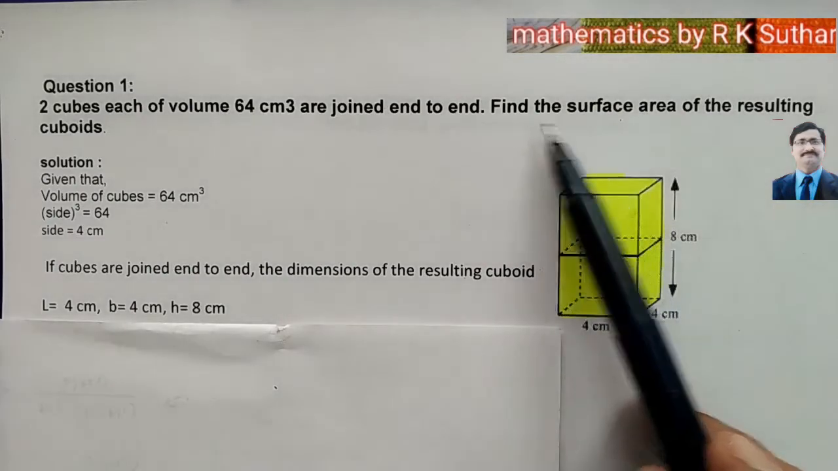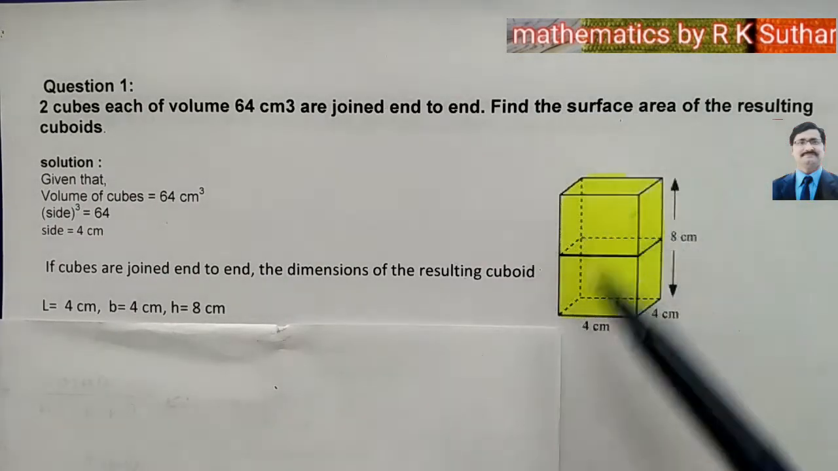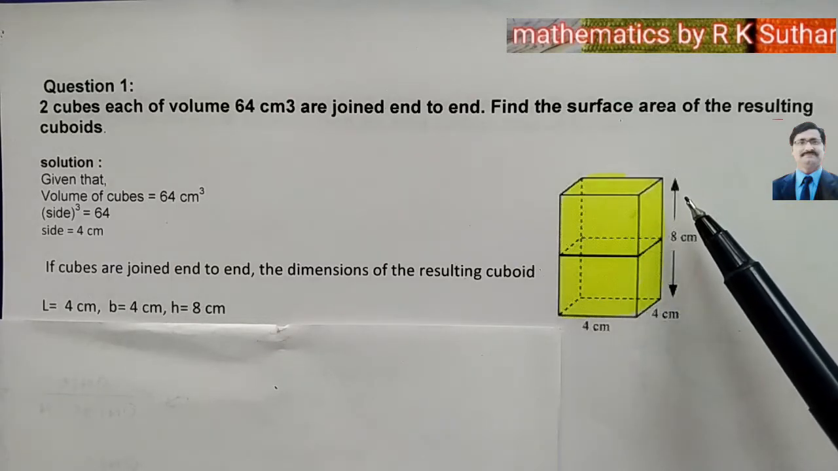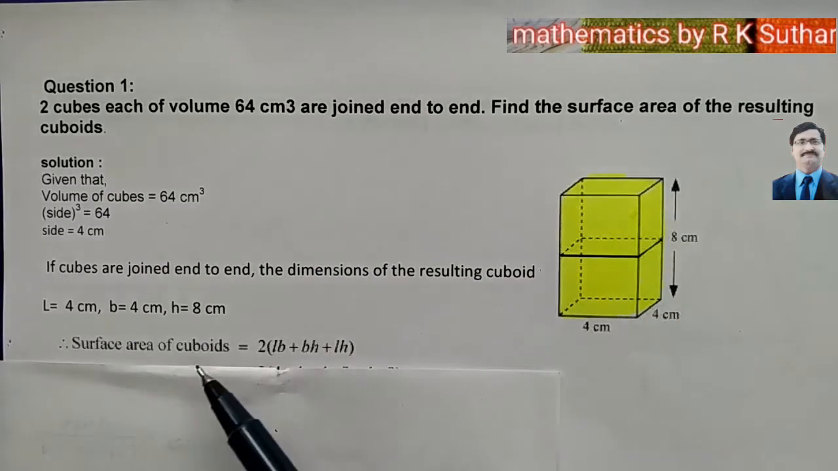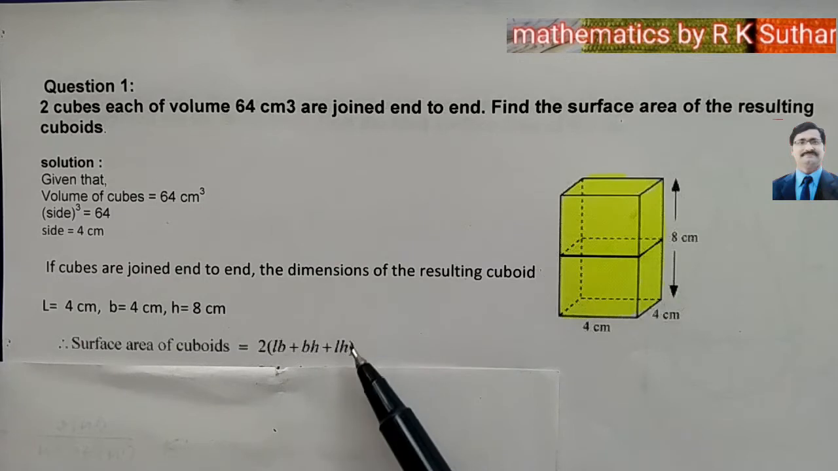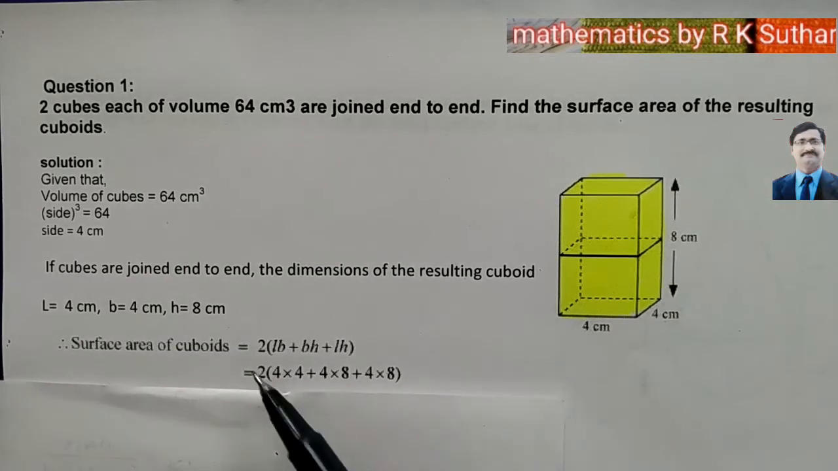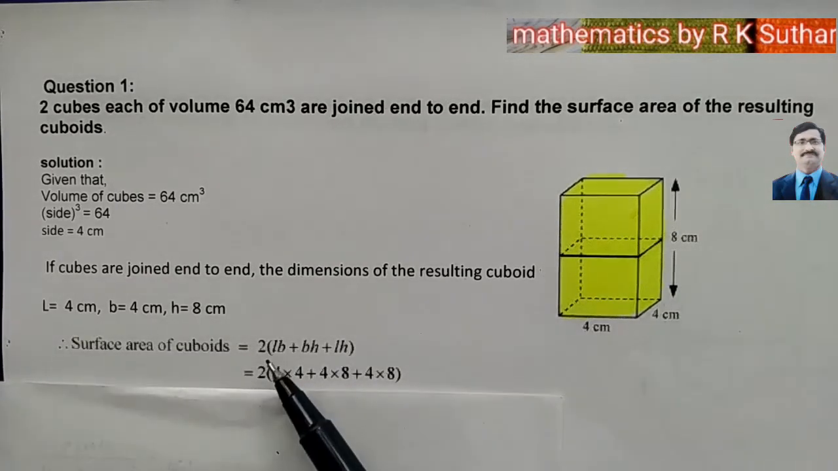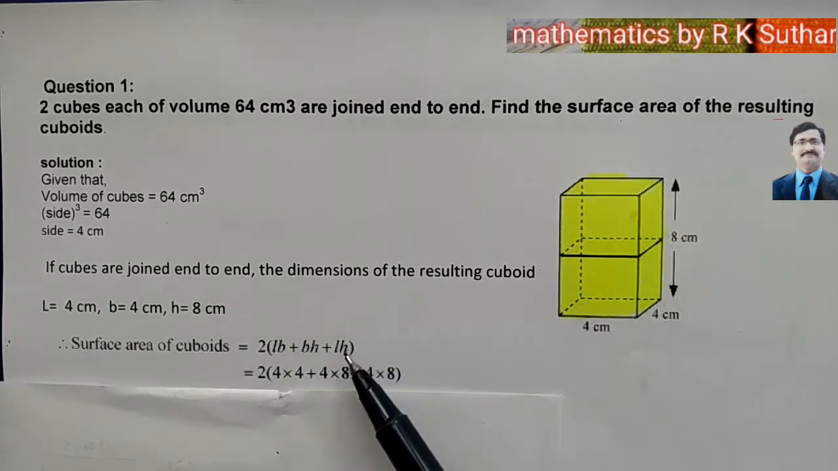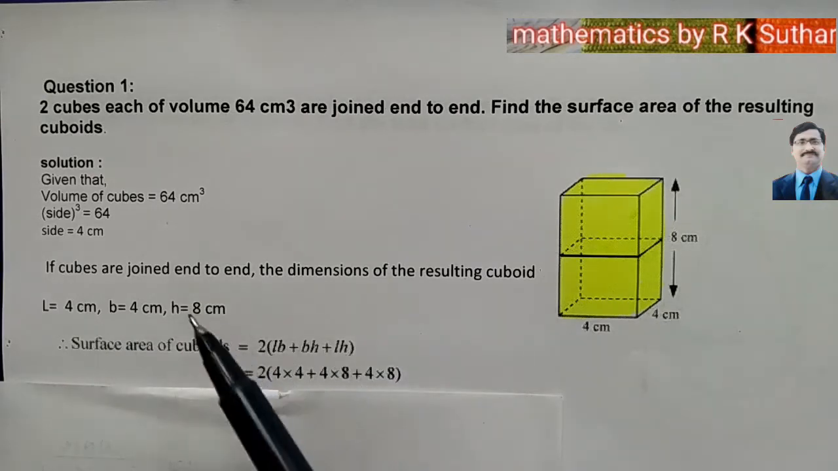Now we have to find the surface area. Surface area means we have to find the total surface area of the cuboid, and the formula you know already: the surface area of a cuboid is 2 times (L into B plus B into H plus L into H). All of you understand this? Now here we put L equal to 4 centimeter, B equal to 4 centimeter, H equal to 8 centimeter.